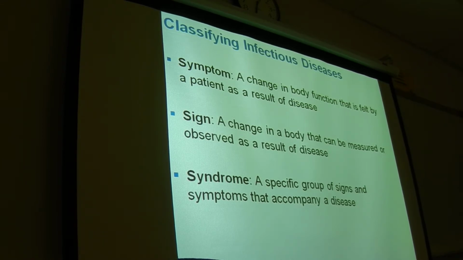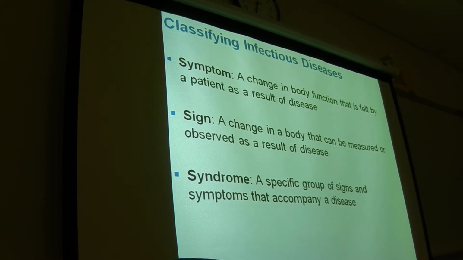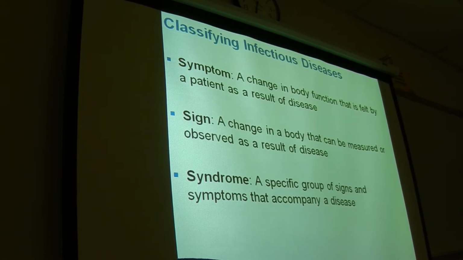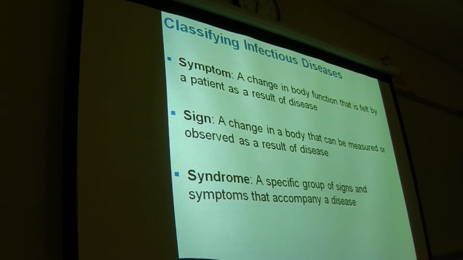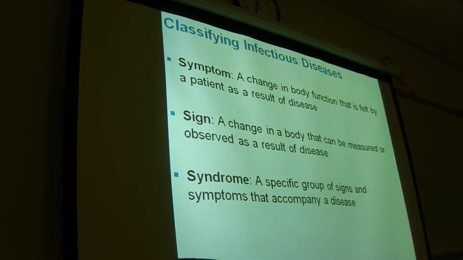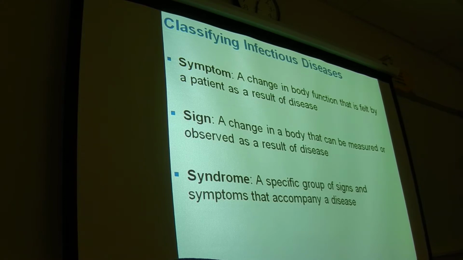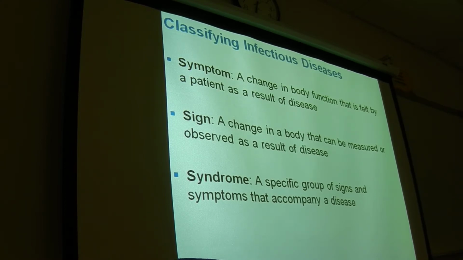Okay? A sign is a change in the body that can be measured or observed as a result of the disease. So the difference is a symptom is a sign, but a sign could also be something the patient can't feel. Okay? If someone was infected with HIV, they might feel okay for a while, but if a doctor did a blood test and saw that their white blood cells were very low in numbers, that would be a sign that maybe they have HIV. It's not a symptom because it's not felt by the patient, but it is a sign that the doctor would be able to tell.